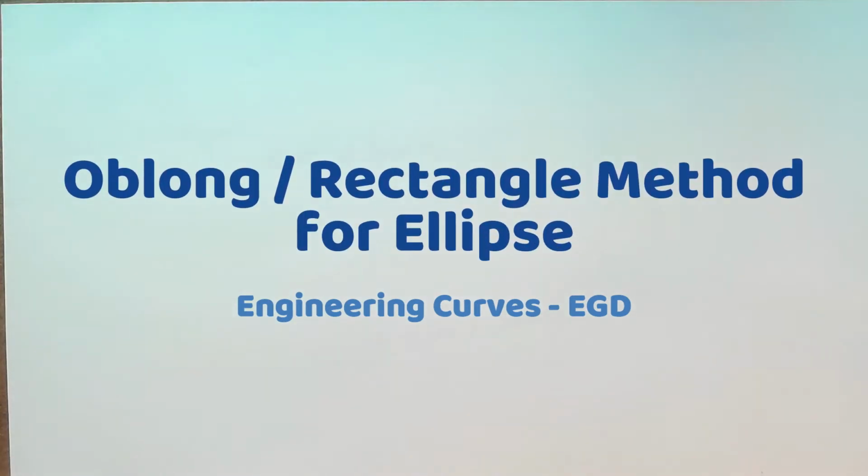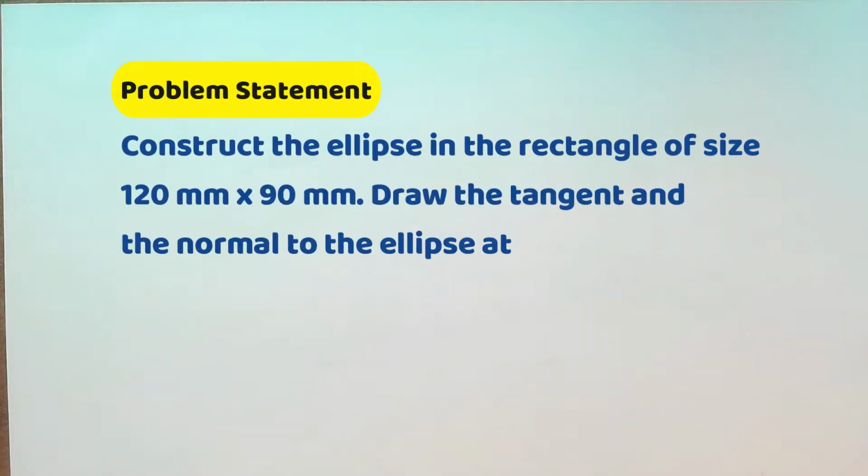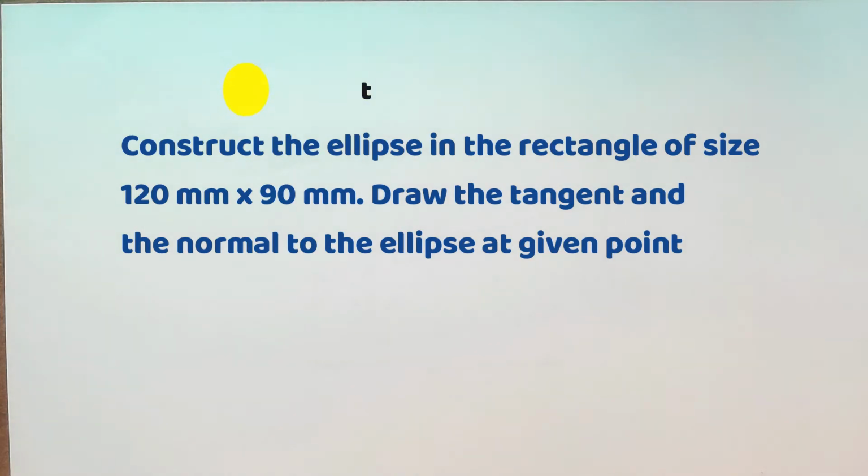Hello everyone. In this video we are going to check out the oblong method, or we can say the rectangle method, for drawing the ellipse. So the problem statement is: construct the ellipse in the rectangle of size 120 mm by 90 mm. Draw the tangent and normal to the ellipse at the given point.